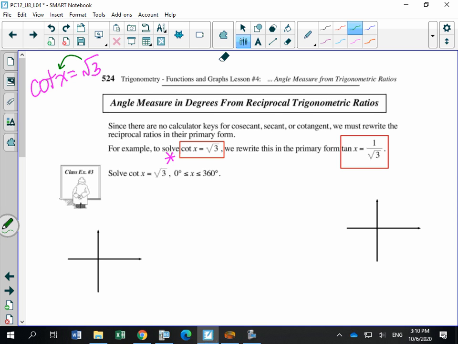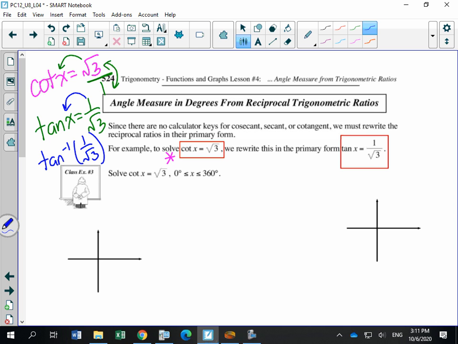What you have to say to yourself is, okay, cotan is the reciprocal for what trig ratio? Cotan and tan go together. So cotan is the reciprocal for tan. So you would write the tan of x is equal to the inverse of this, so 1 over root 3. Then from there, we would take the inverse of tan, because on my calculator, I could type in the inverse tan of 1 over root 3. So make this note up here, because class example 3 and 4 are going to involve the reciprocal trig ratios.